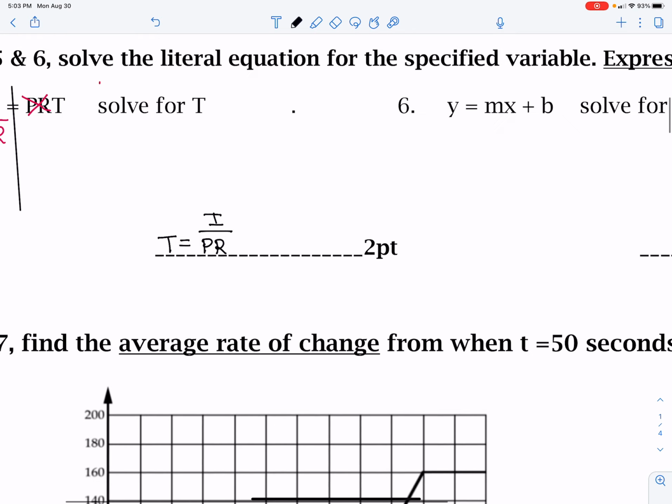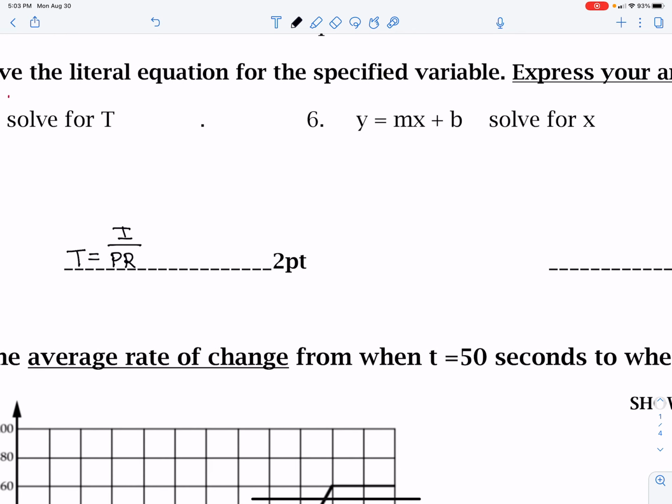All right, number 6. Solve for x. Okay, so we can do that. All right, first thing, I'm trying to get the x term by itself. So this term here has x in it. Remember, terms are pieces that are added or subtracted together. So I don't need this term. However, I can't just say, hey, it's gone. I've got to move it to the other side of the equation. So I'm going to have y minus b is equal to mx.